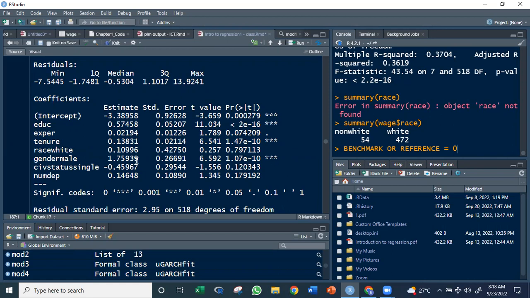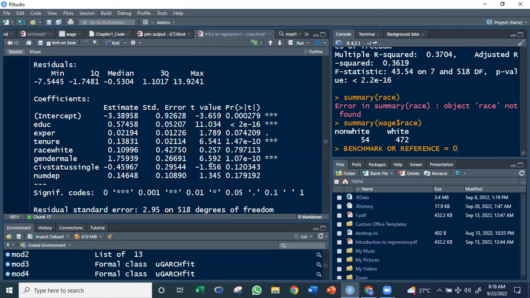So this means that on the average, white people receive $0.11 more than their non-white counterparts, ceteris paribus. That's how you interpret this. 0.11. So see, white people receive $0.11 more than their non-white counterparts. So you interpret this in the light of the benchmark or reference variable, which is your non-white.